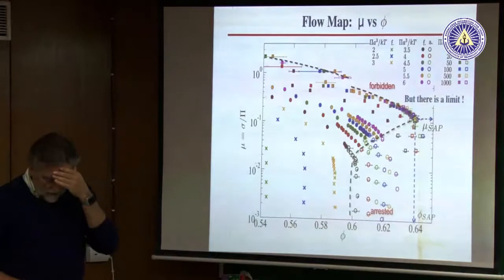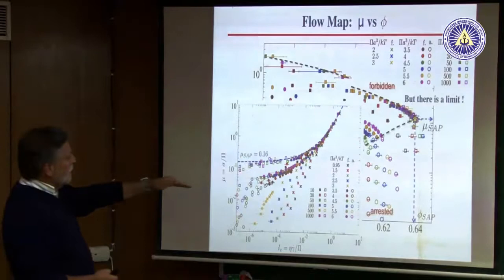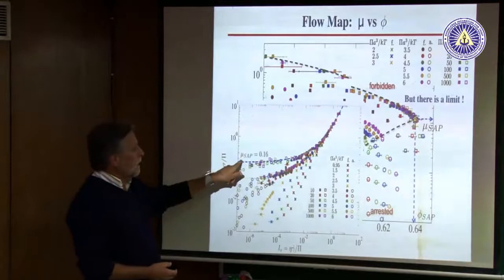Right, and this is the picture from the data for the mu versus I. Okay, so that point there is this point over here in volume fraction space as the output.